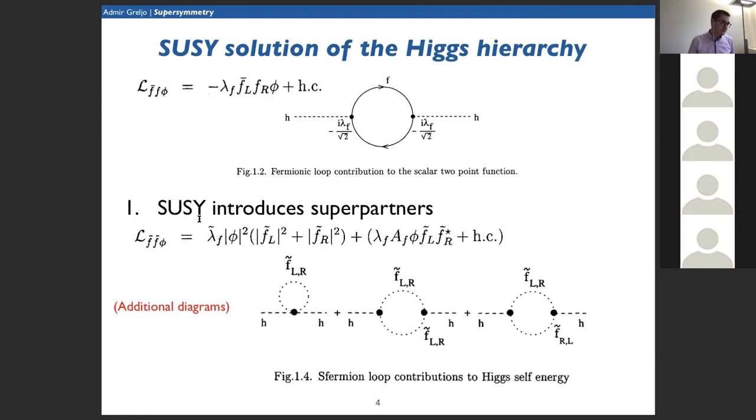So first of all, supersymmetry introduces superpartners. In addition to the fermion F that couples to the Higgs, there will be a sfermion, its superpartner, which is spin zero, in the chiral supermultiplet, which will also talk to the Higgs with some coupling. So this is lambda F tilde. I will come to the relation between lambda F and lambda F tilde.